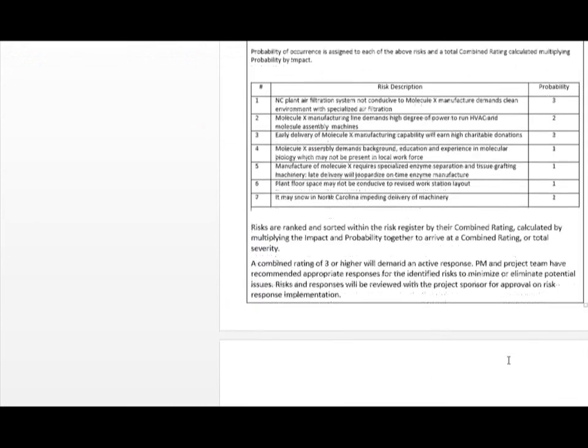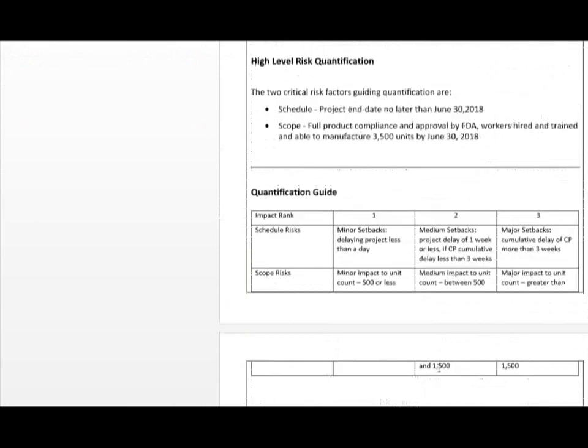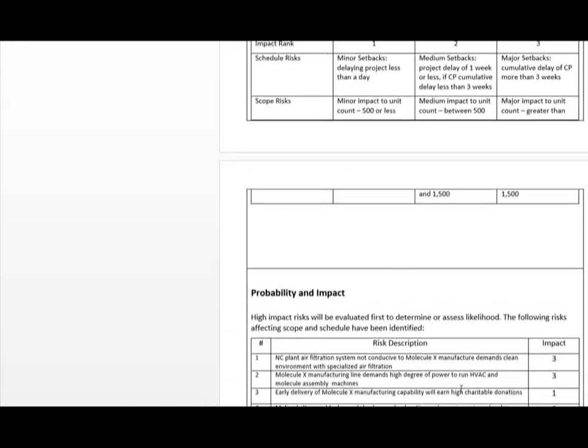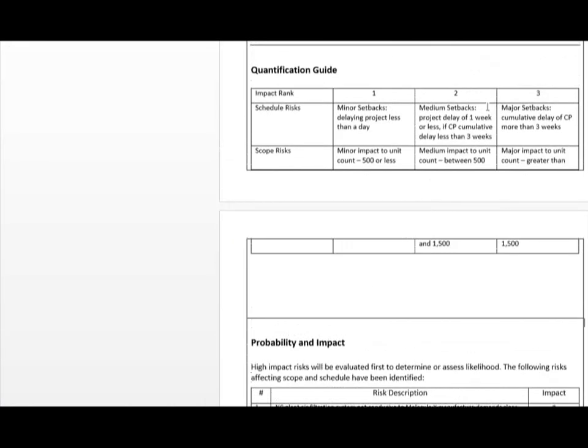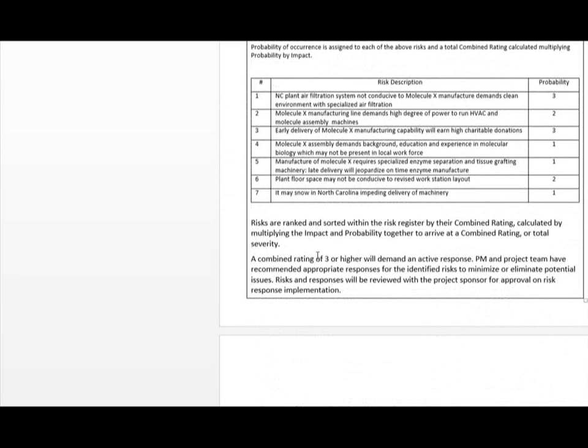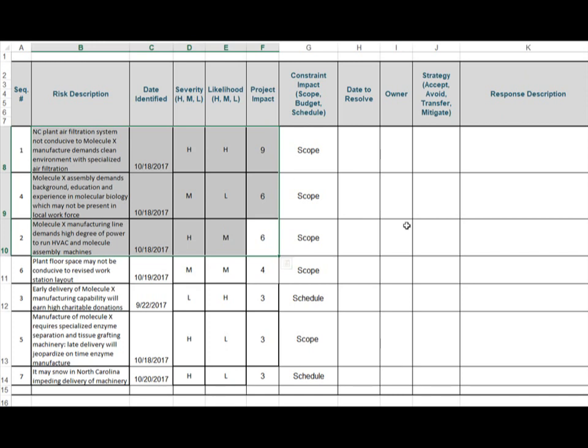If I go back to my assessment guide, here's my quantification guide, how I've identified my risks, but I'm also going to, a combined rating of 3 or higher will demand an active response. That's actually kind of low. I'd probably say that should be 6 or higher. And let's see how that translates to my risk register. So 6 or higher means that I'm going to have an active response. Active versus a passive response.